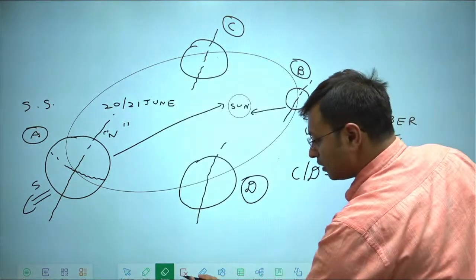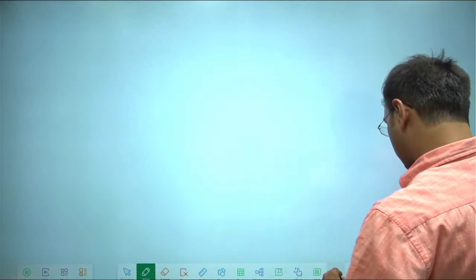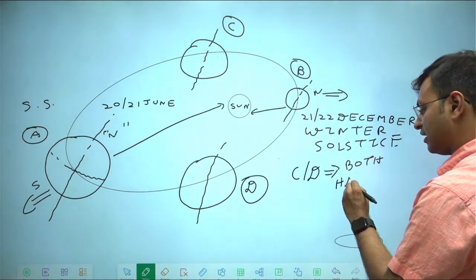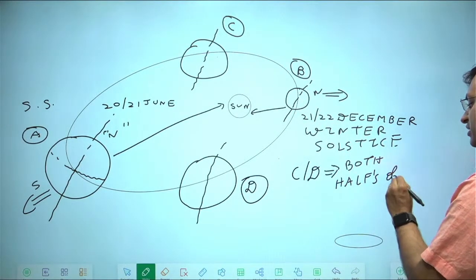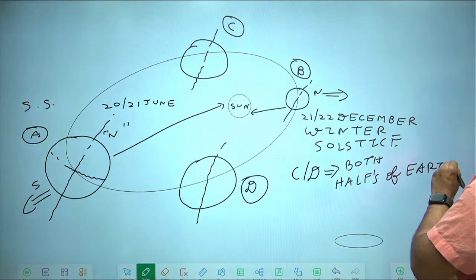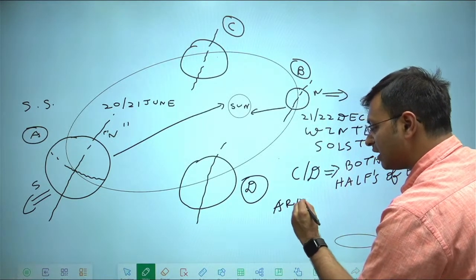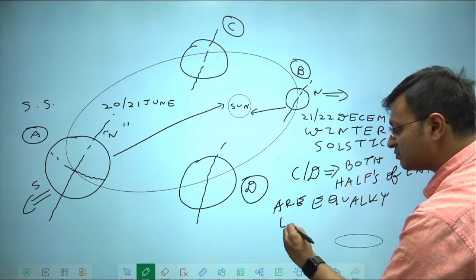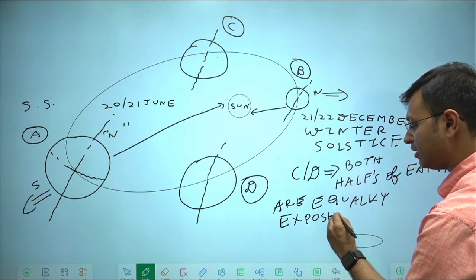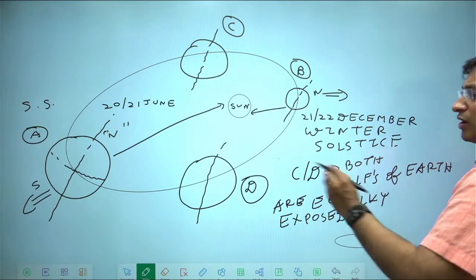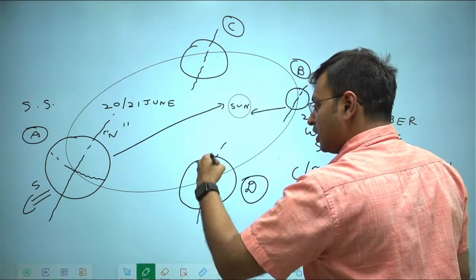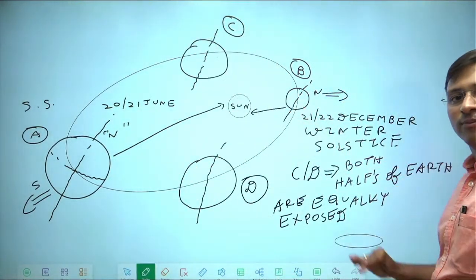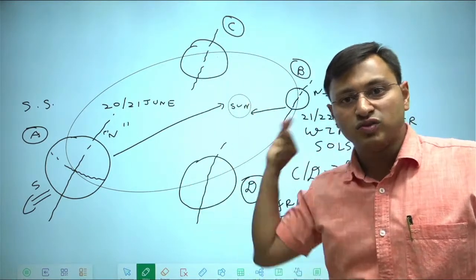are equally exposed to the sun. Equally exposed in the sense of what? That the global north as well as the global south, whereas the global east and global west, are properly exposed to the sun at these two positions.